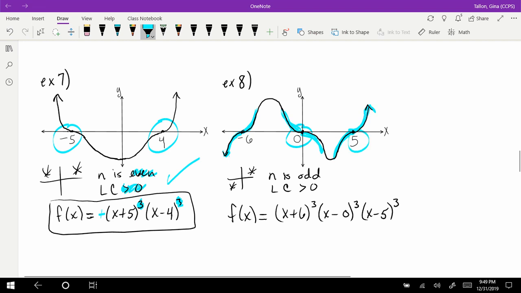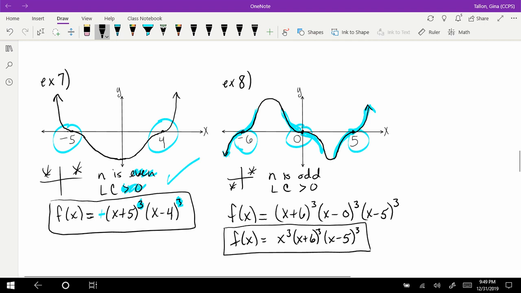So you see we have all these changes in concavity going on in all of these problems. I will clean this one up a little bit just because of this piece here. This is x minus 0. So I'm looking at f of x is equal to x cubed times x plus 6 quantity cubed times x minus 5 quantity cubed. And I think I will erase this little thing so that I have room to box my answer without touching anything.